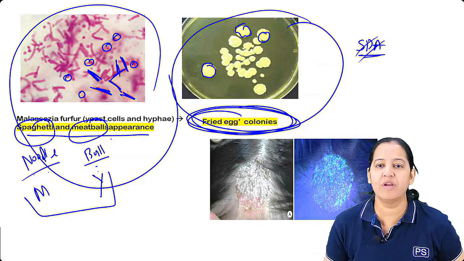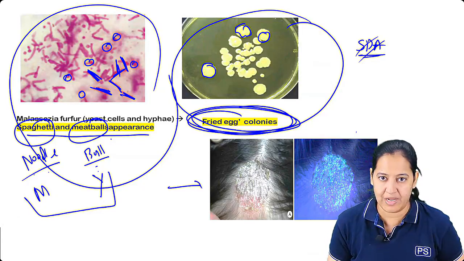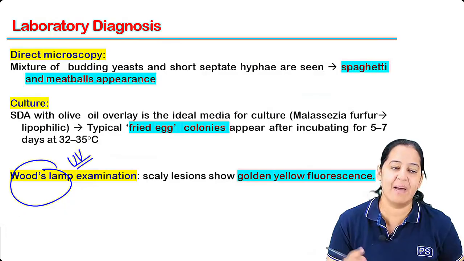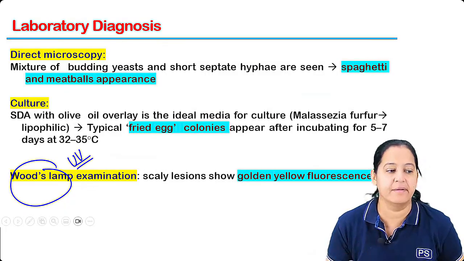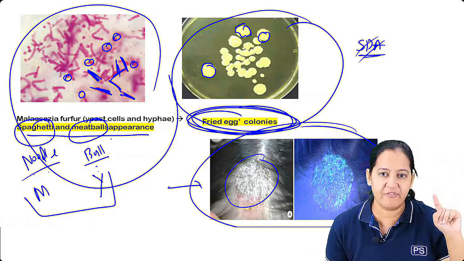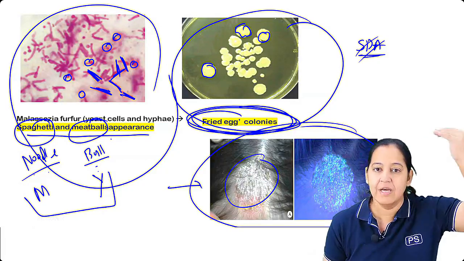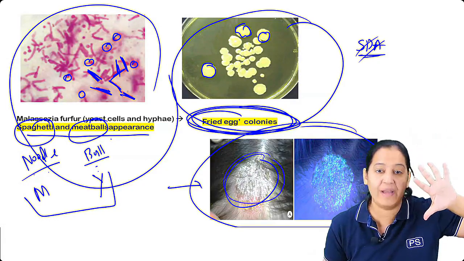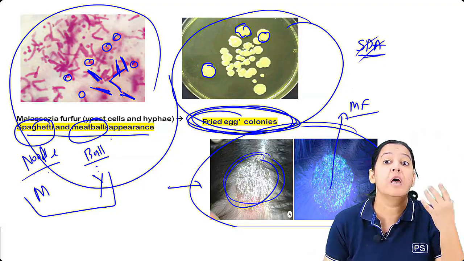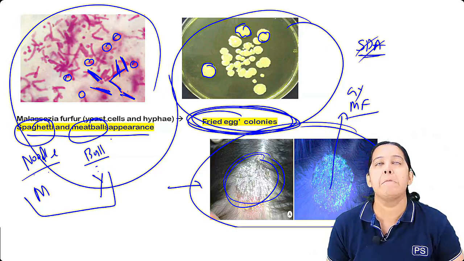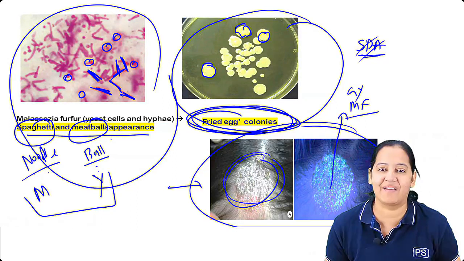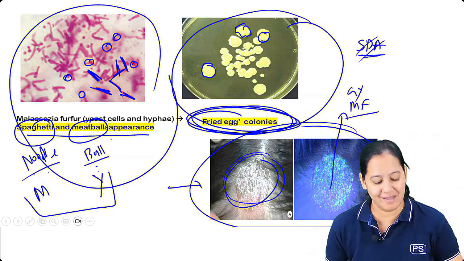The third is wood lamp. What do you mean by wood lamp? Wood lamp is a lamp from which UV light is emitted. So don't take any sample. Just this is the dandruff; put the UV lamp on that. As soon as UV light falls here, it will show fluorescence. If it has Malassezia furfur, it will show golden yellow fluorescence, because Malassezia furfur is a pigmented fungus. Yesterday I taught you two pigmented bacteria. This is a pigmented fungus. So please learn the three things.